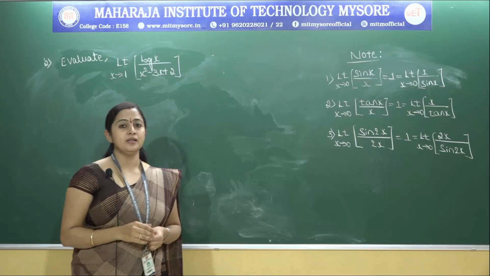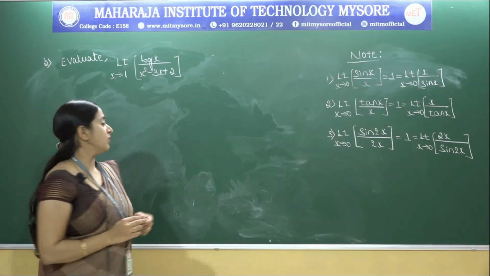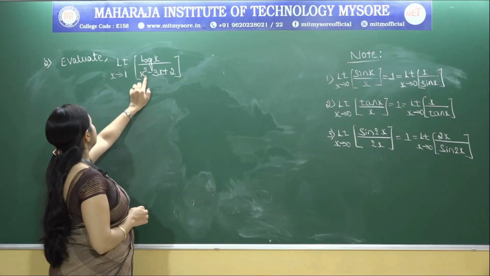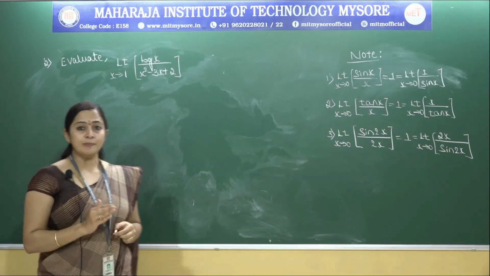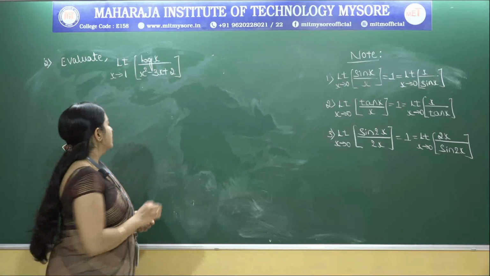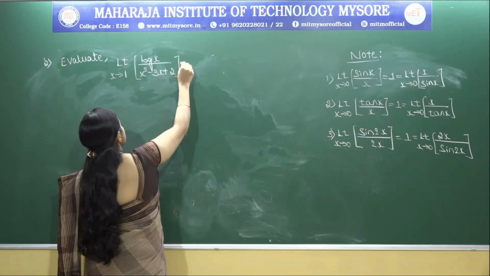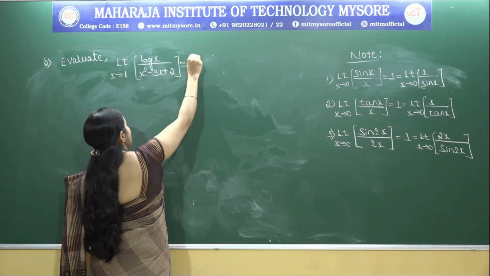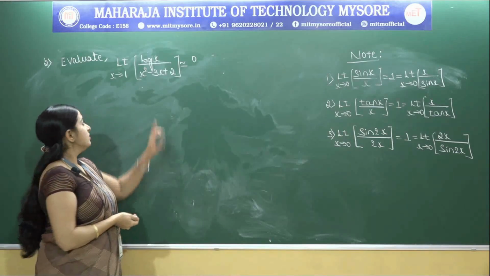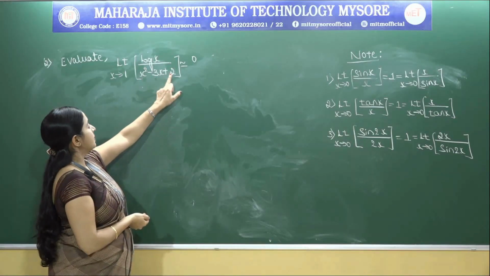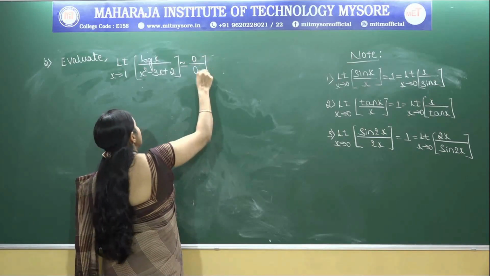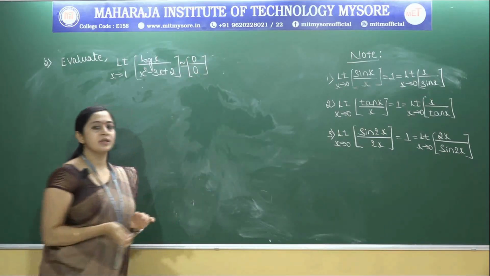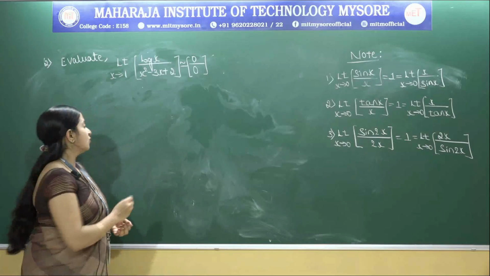The second example, evaluate the limit of log x divided by x square minus 3x plus 2 as x tends to 1. First you apply the limit for this problem. For the numerator, log 1 is 0. Denominator, here 1 minus 3 plus 2, you will get the denominator is also 0. So it is 0 by 0 form. Then apply the L'Hospital rule.